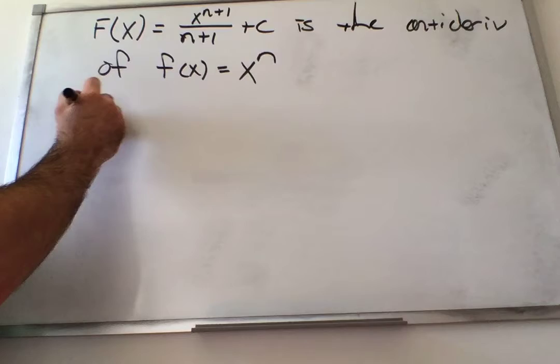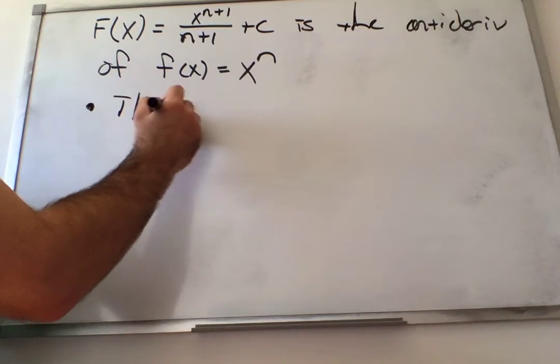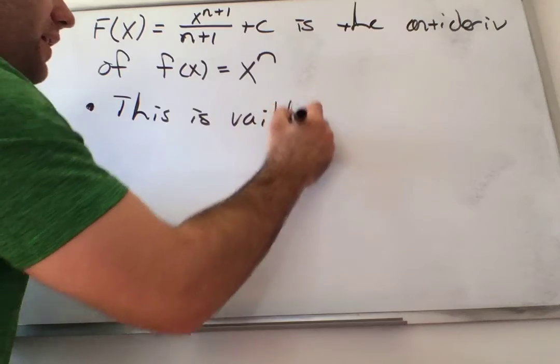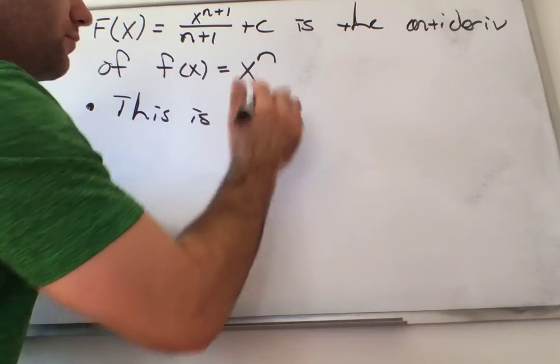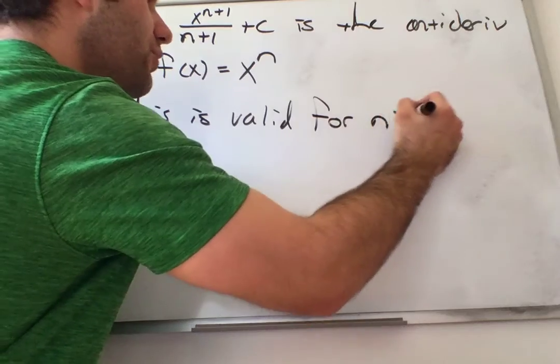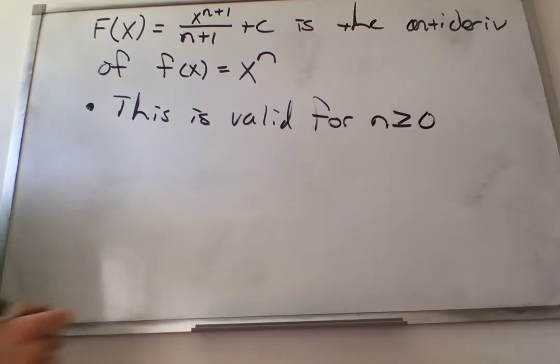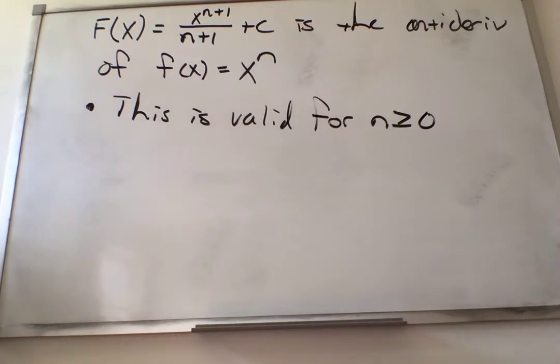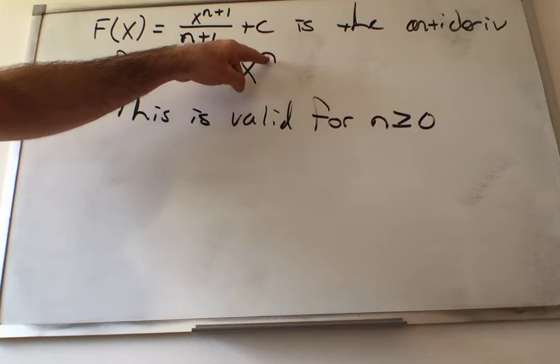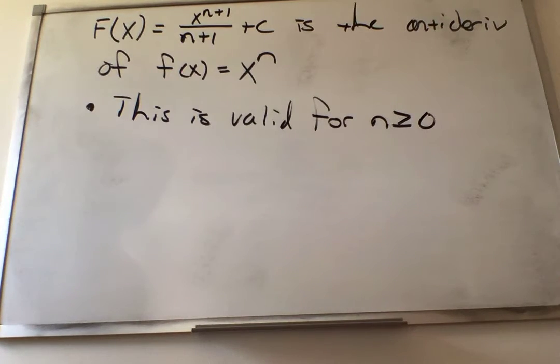Now, this is valid for n greater than or equal to 0. So, this is valid for any n greater than or equal to 0. That is because when n is a whole number, it's a polynomial. A polynomial is defined everywhere, negative infinity to positive infinity.